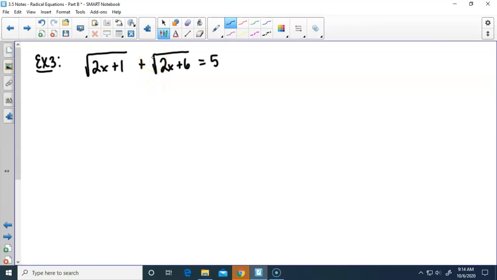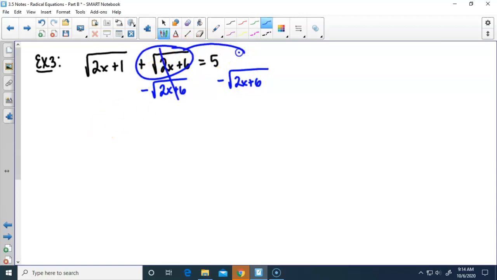So what I would suggest doing is don't deal with the square roots on both sides. What you can do is just move one of these square roots over to the other side. And it doesn't matter which one you choose. I think I'm going to take this one. I'm going to subtract this square root of 2x plus 6. So I'm just taking this right here and moving it to the other side. And that is going to give me the square root of 2x plus 1 equals 5 minus the square root of 2x plus 6. This just helps you avoid having to square something that has 2 square roots in it, because that can become very difficult to do.